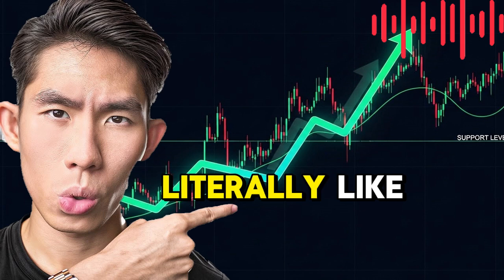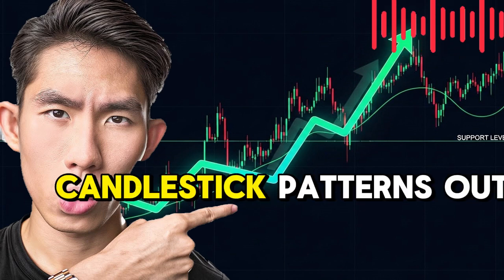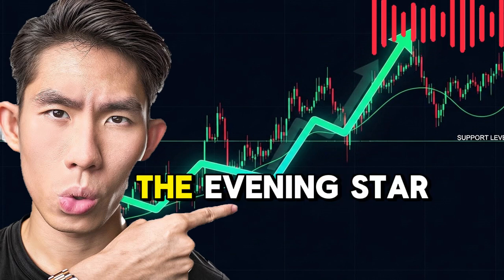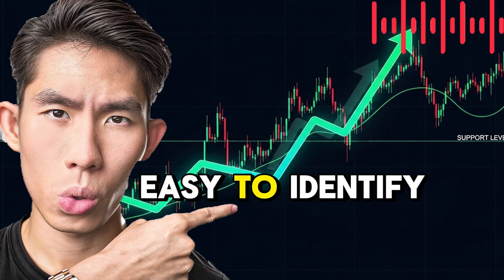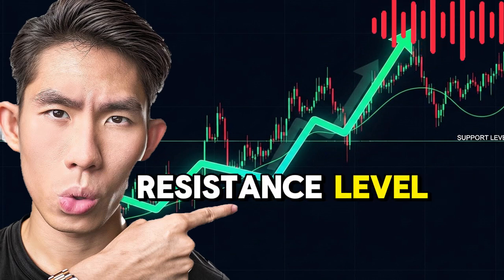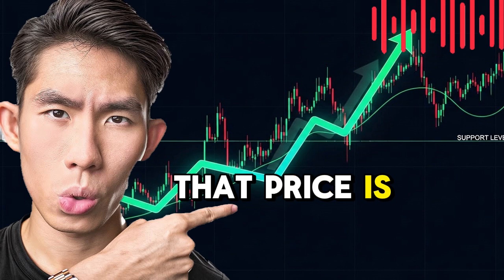And by the way, there are literally hundreds of reversal candlestick patterns out there, so you can just choose whatever you like. But for me, I just love the evening star candlestick pattern because it's so easy to identify, and I see this candlestick pattern at this key resistance level. That is the first sign that tells me that price is reversing.